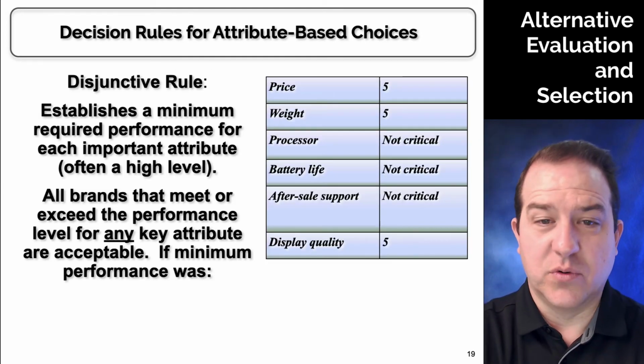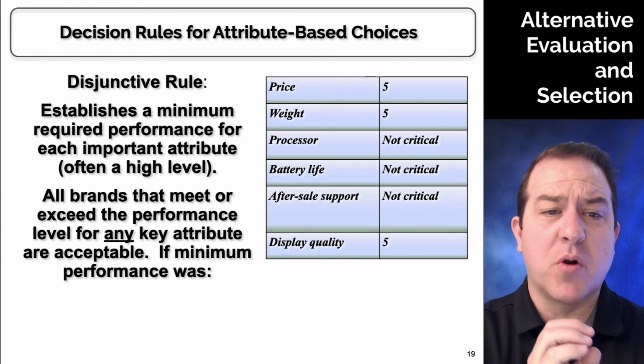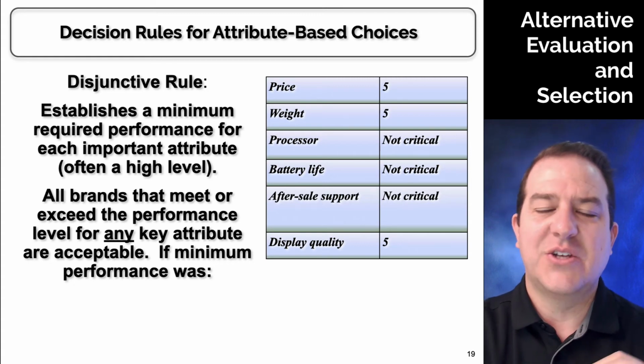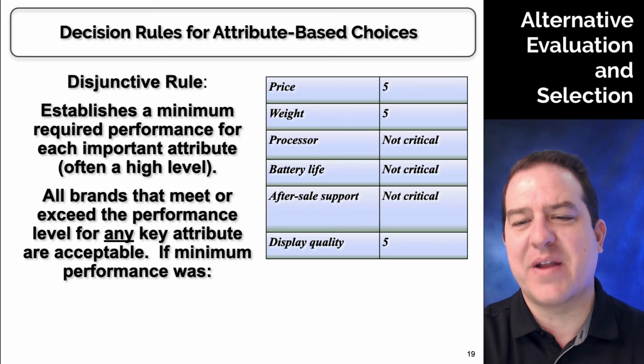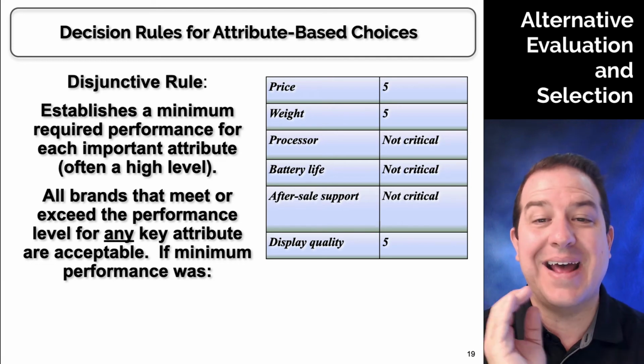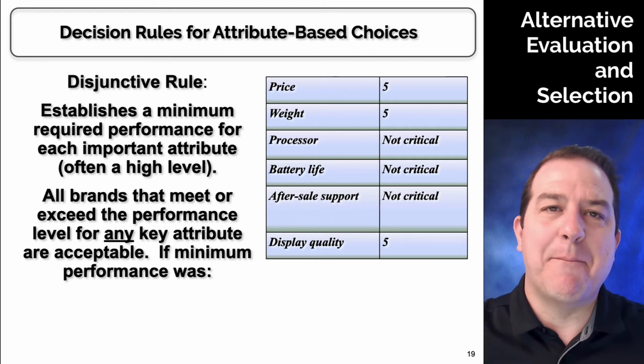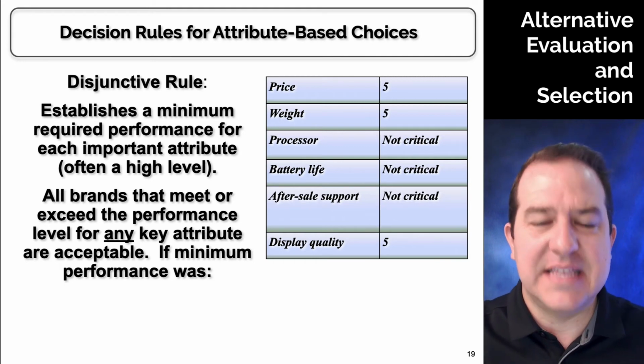But the disjunctive rule establishes a minimum required performance for each attribute level, often a very high level. So I don't care about the processor, I don't care about the battery life, I don't care about the after sales support, but I have to have 5s on price, weight, and display. So this is a minimum that we have to have on these things.